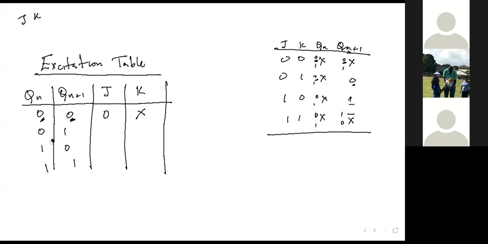So if I'm at 0 and I want to go to 1, and this one is also at 0 and I want to go to 1, the two values of J and K are J is 1, K is 0, and J is 1, K is 1. So we can write J is 1 and K is don't care, because to get from 0 to 1, J definitely has to be a 1, but we don't care what K is.